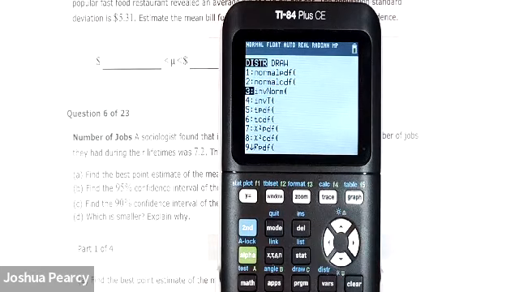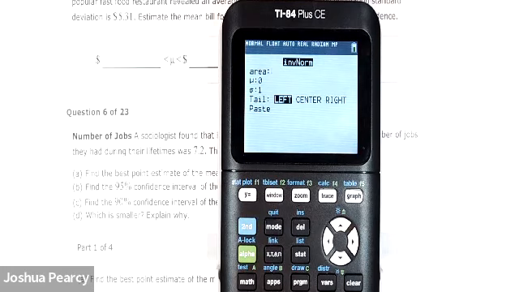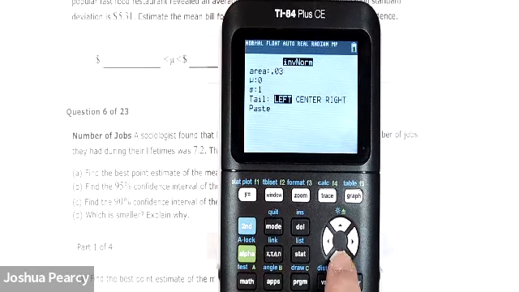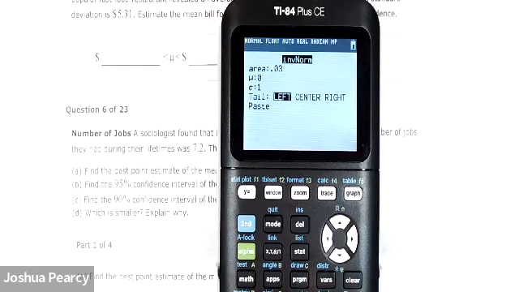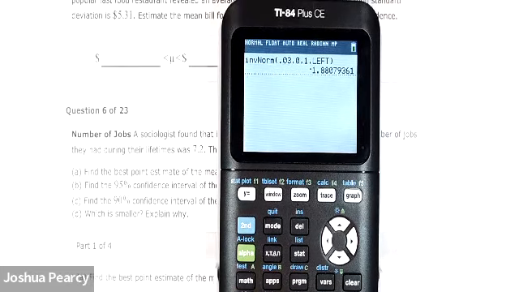Then go to inverse norm, number 3. Tell it the area. It defaults, if you have an 83, to the area to the left. So you want to enter the area to the left of this negative Z alpha over 2. So just put 0.03. Tell it the mean and standard deviation. In this case, we're dealing with Z scores, so the mean is 0 and the standard deviation is 1. And then just hit paste.